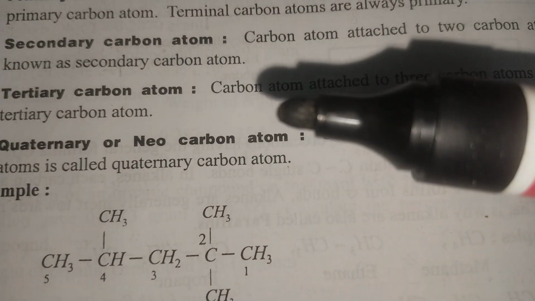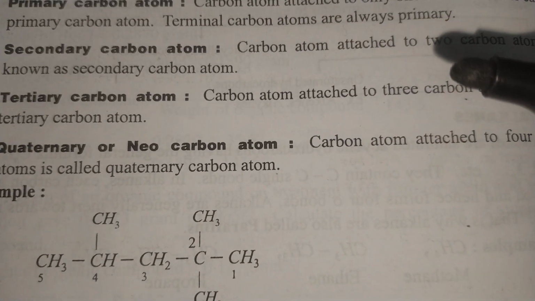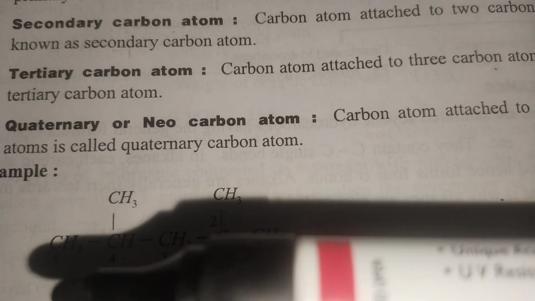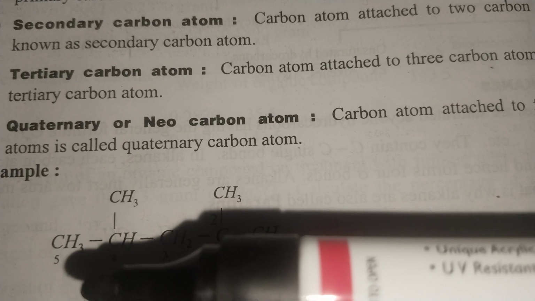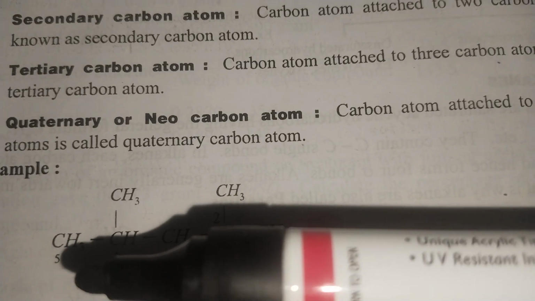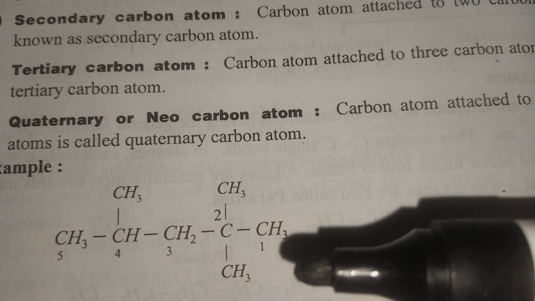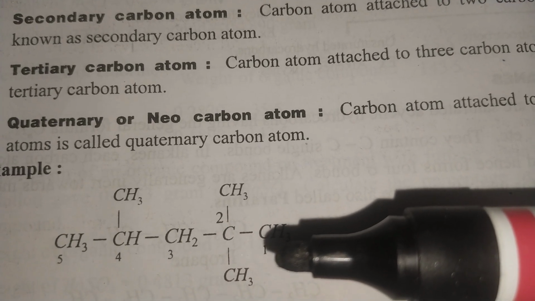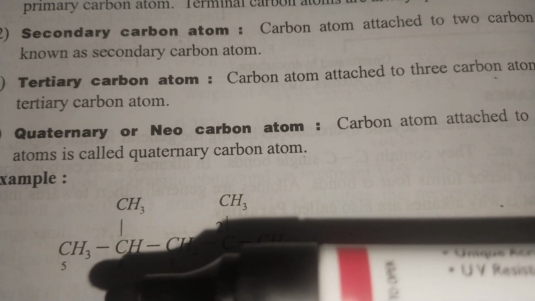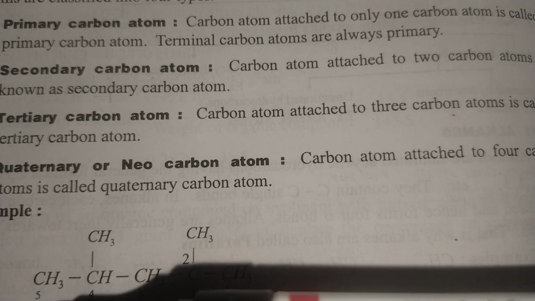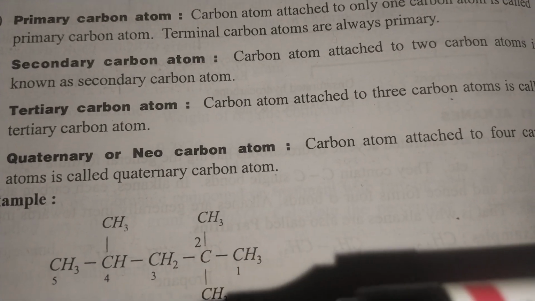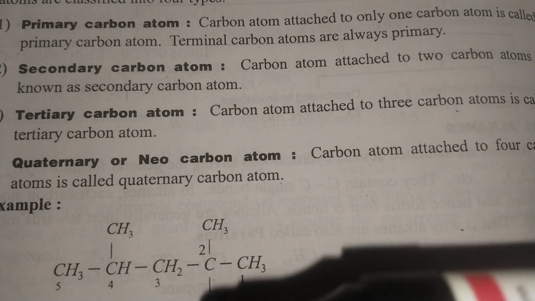Here in the example, terminal carbon atoms are always primary. This is a primary carbon. Why is it a primary carbon? This carbon is attached to only one carbon. So this is a primary carbon. This is also a primary carbon. So here carbons 1 and 5 belong to primary carbon.